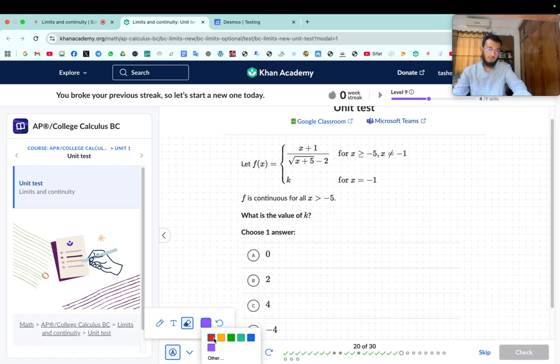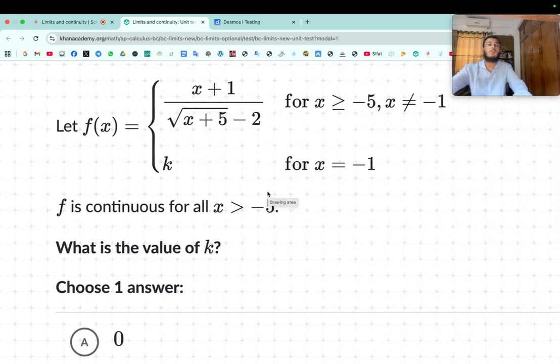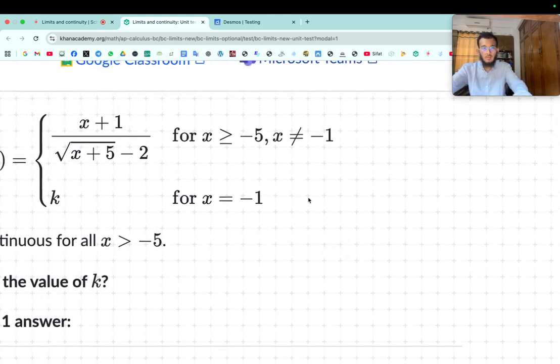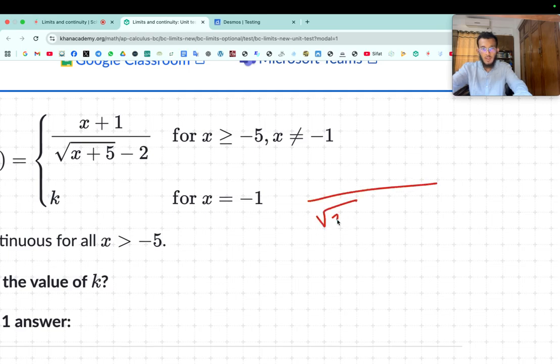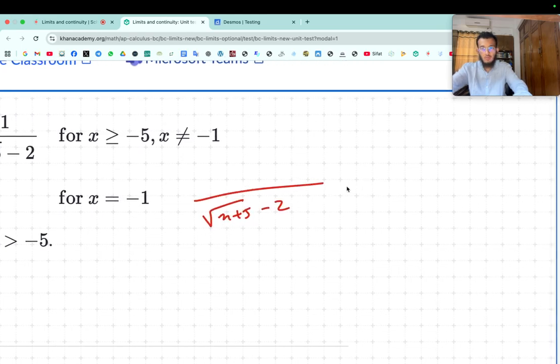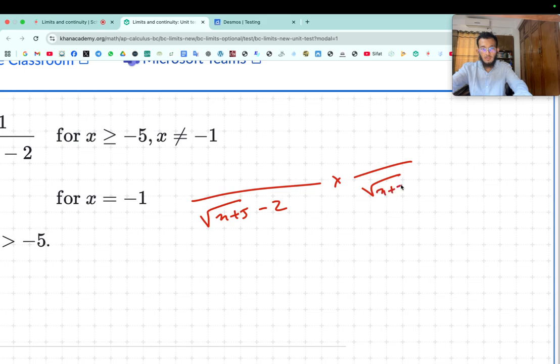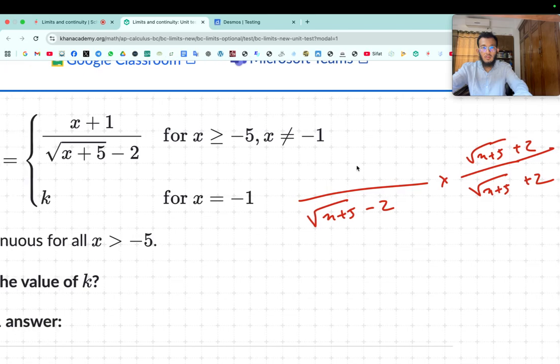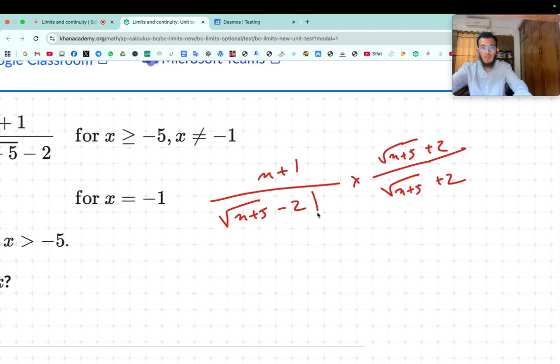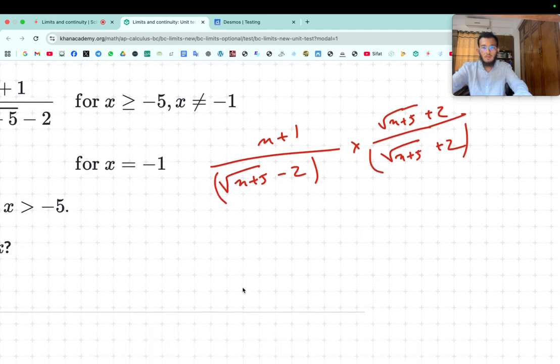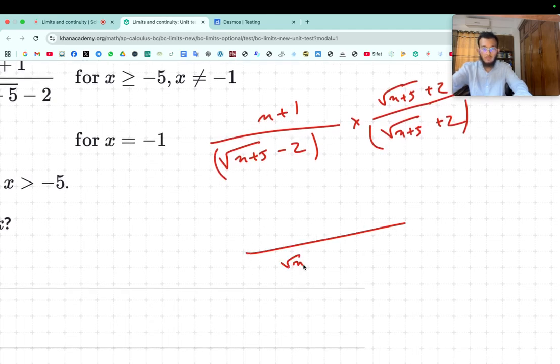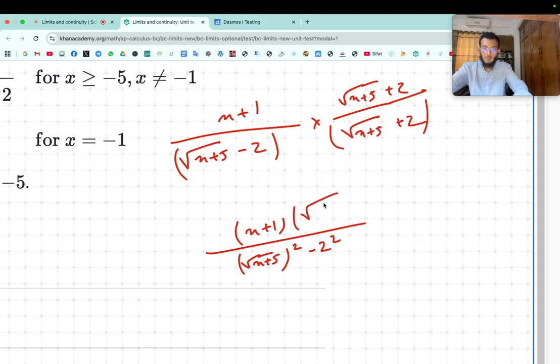In order to do so, we multiply it with the conjugate of the denominator. So root of x plus 5 minus 2 multiplied by root of x plus 5 plus 2, and upon we have x plus 1. So a plus b times a minus b is a squared minus b squared, over x plus 1 multiplied by root of x plus 5 plus 2.